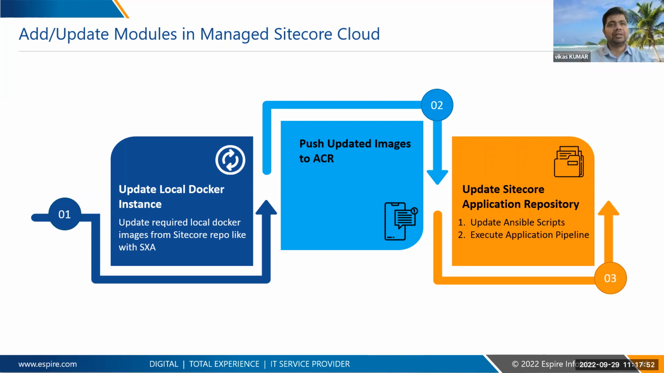So same here in the container side of things. First, you will update your local Docker instance. So you will make all the required changes to point to an image with the PowerShell. So you need to make some changes, right? An example of PowerShell or SXA, whatever the update you want to make. And then obviously execute the pipeline that Raman explained earlier, right? To push changes to the ACR.